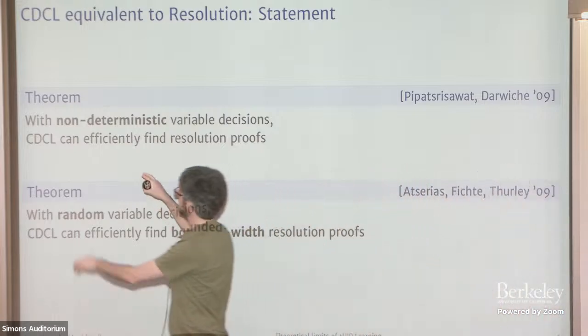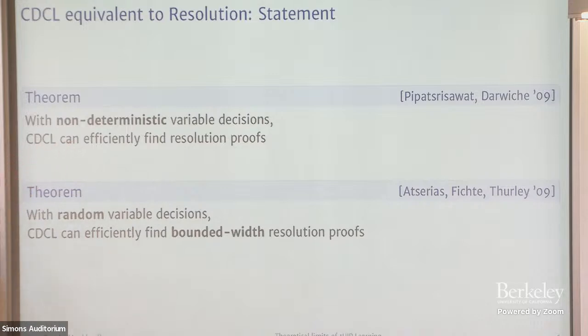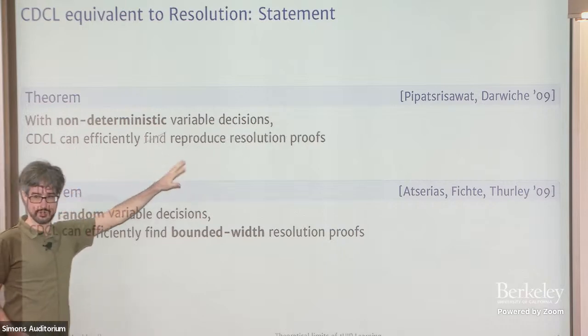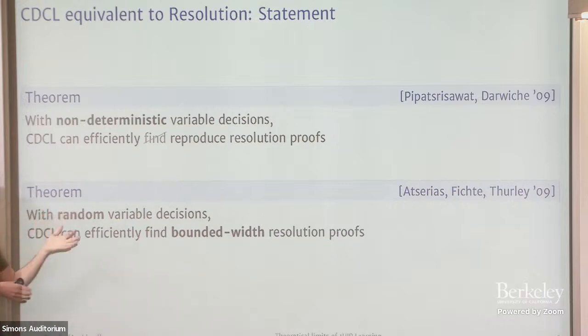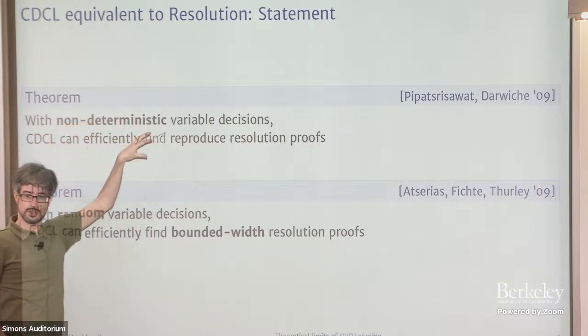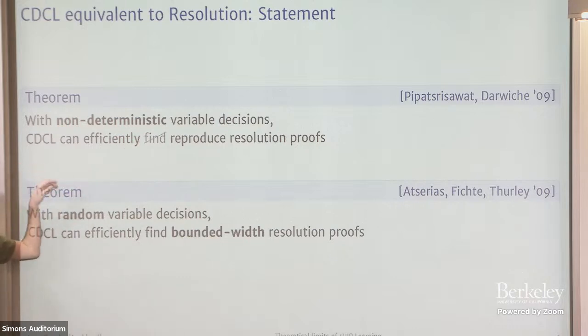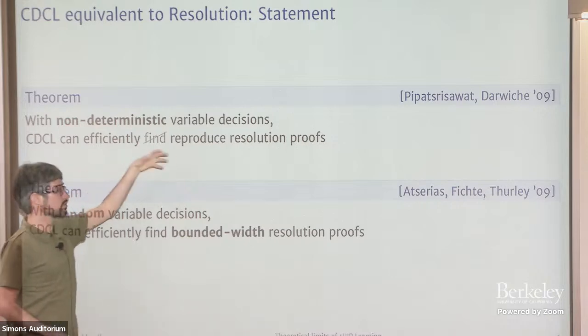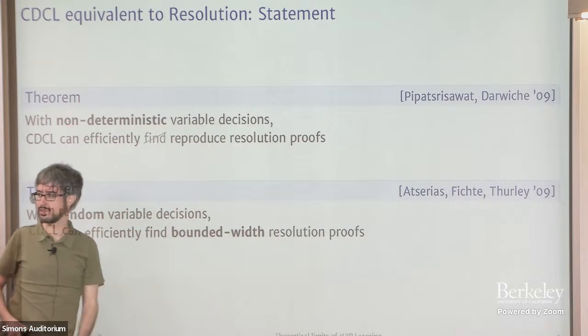So one is with non-deterministic variable decisions. That means that we're now taking our CDCL solver and we are in a sense cheating, in that we have an oracle that every time CDCL should branch on a variable, it's going to tell it, yeah, that's a good variable to branch on, so please do that. So instead of saying that CDCL can find resolution proofs, I'll say it can reproduce resolution proofs, because we have to tell the solver what the proof is before it can find it. What the result says then is that if you have these optimal variable decisions, and you have a resolution proof of some length L, then CDCL will be able to reproduce that proof with a small overhead, and we'll talk more about that later.